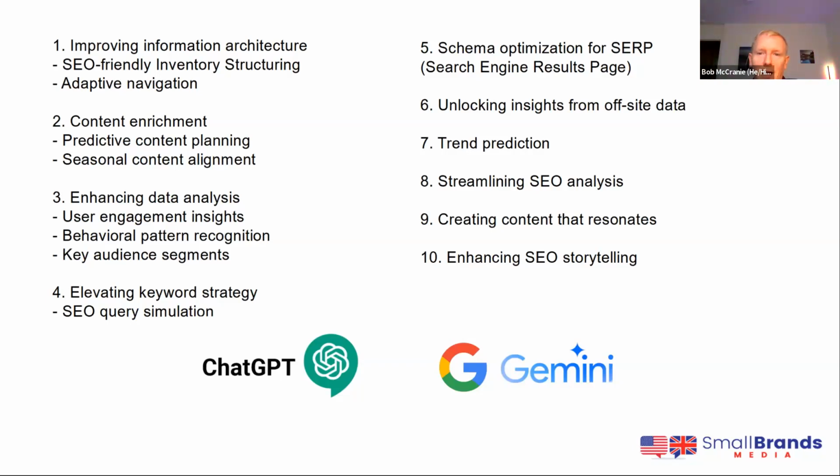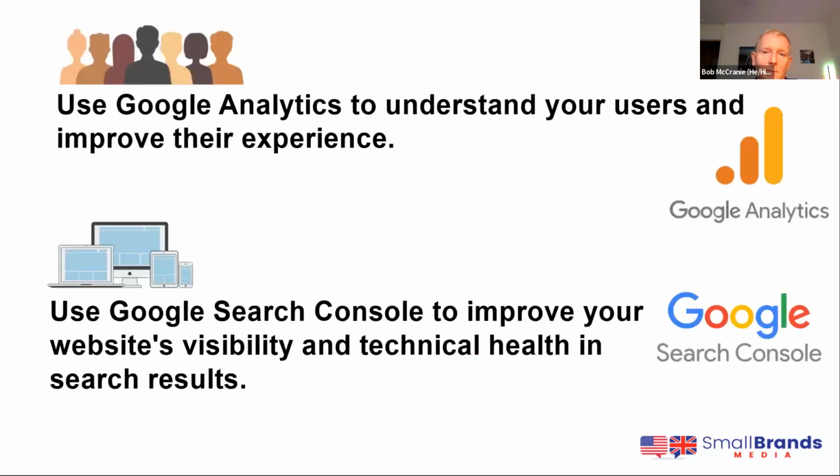Creating content is number 9. For most of us, creating content is number 1 in this. And that's what worries me because we're stuffing everything with tofu. And then enhancing your SEO storytelling. I'm not even sure what they meant with that, but this was on the list and we got to figure out what that means. Okay, so analytics.